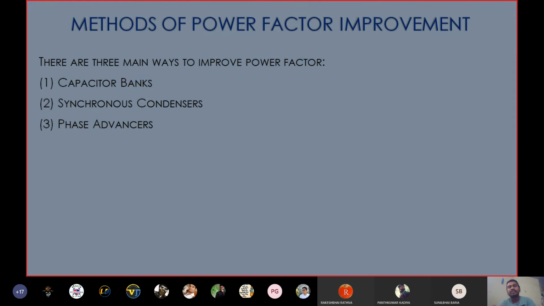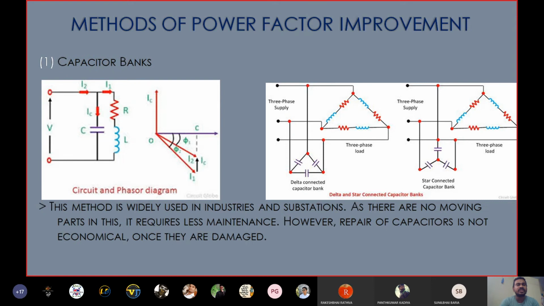Now how can we improve the power factor? We have different methods to improve the power factor. There are three main methods: by using capacitor bank, by using synchronous condenser, and by using phase advancers. Okay, so this is the capacitor bank. Power factor improvement by capacitor bank.